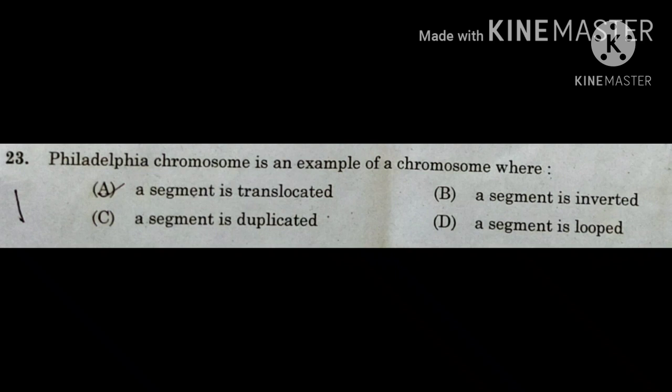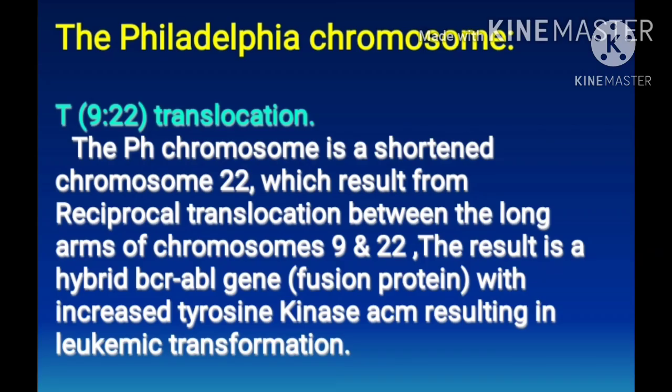That is a difference. When chromosome gets a loop-like or coil-like structure, then we can say that chromosome is having one segment looped. What do you mean by Philadelphia chromosome? Philadelphia chromosome is a shortened chromosome 22 in human. Okay, the Philadelphia chromosome is abbreviatedly known as PH chromosome, which is due to the reciprocal translocation between the chromosome 9 and 22.